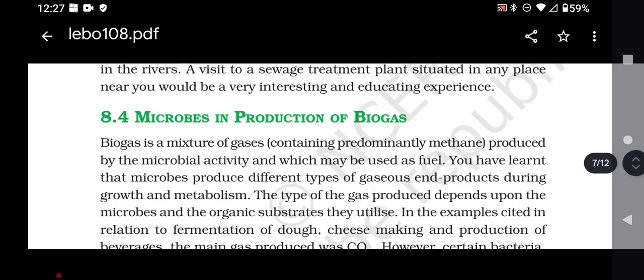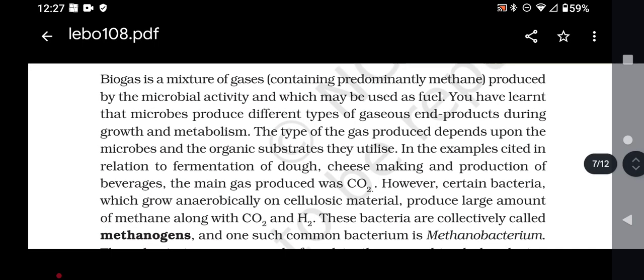Microbes in production of biogas. Biogas is a mixture of gases containing predominantly methane produced by the microbial activity and which may be used as fuel. You have learned that microbes produce different types of gaseous end products during growth and metabolism. The type of the gas produced depends upon the microbes and the organic substrates they utilize.